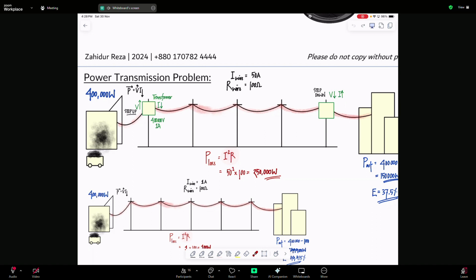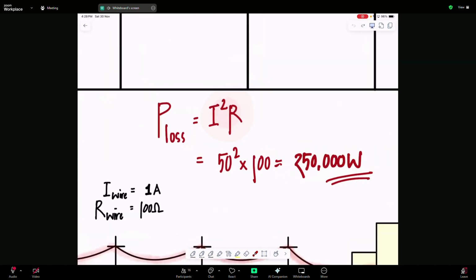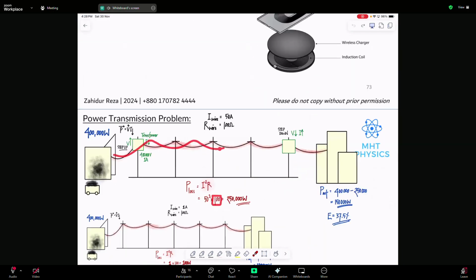So yeah, point is, current flows, things heat up. And this is the formula for the heating process, I squared R. And our current is 50 amperes, our resistance is 100 ohms. The whole thing is 100 ohms, okay?